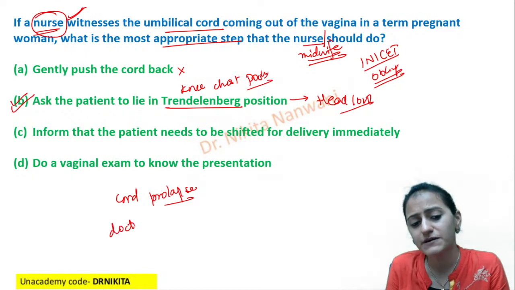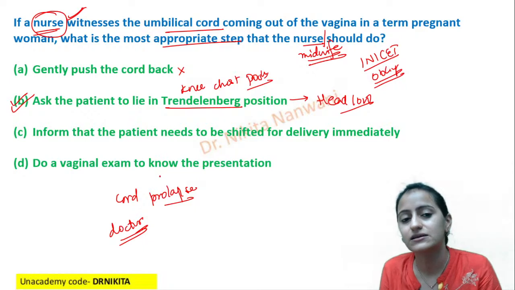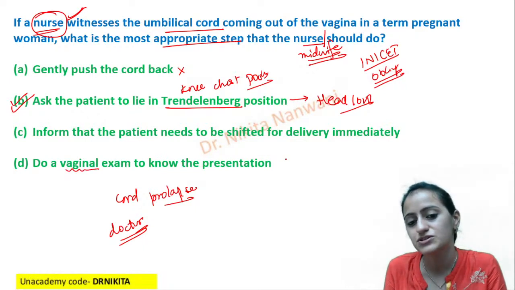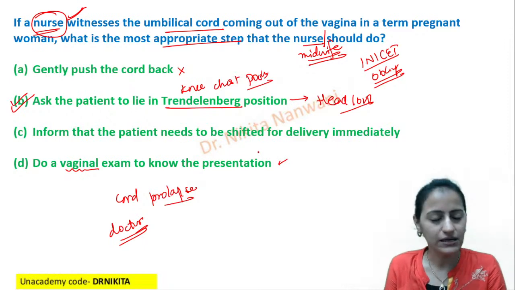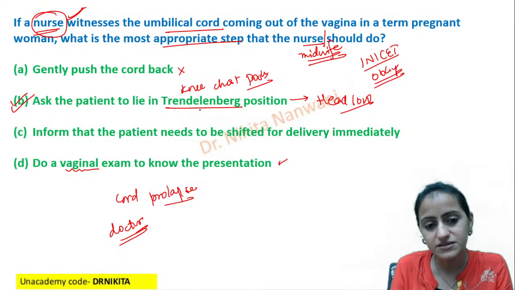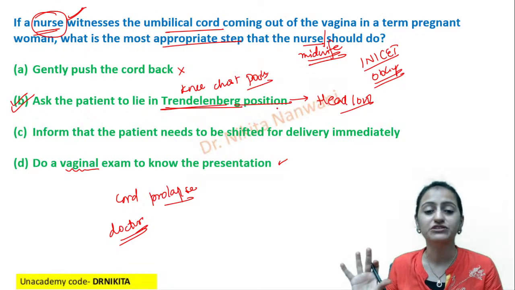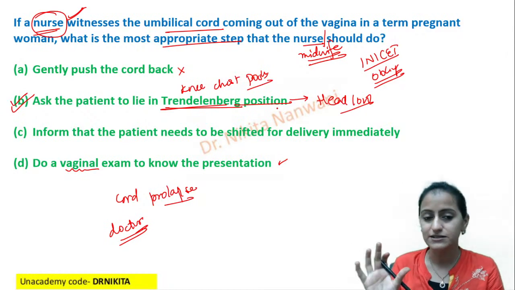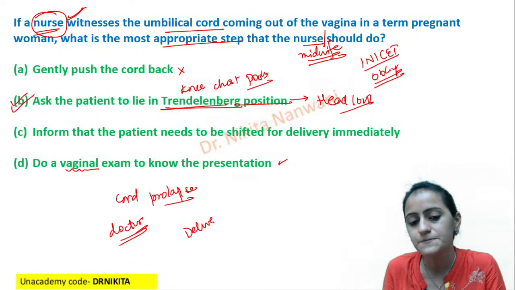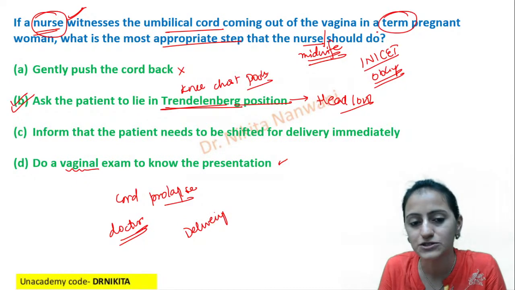If the question would have been कि अगर डॉक्टर ने क्या करना चाहिए, कि आपका obstetrician है and he is seeing that the cord is coming out, then in that case we will do a vaginal examination to know the presentation, कि whether we can proceed for the delivery or not. So first thing is ask the patient to lie in Trendelenburg position without touching the cord. Okay, that is what the first thing we have to do. And of course the delivery needs to be done. Especially when it is given that it's a term woman, so delivery needs to be done.